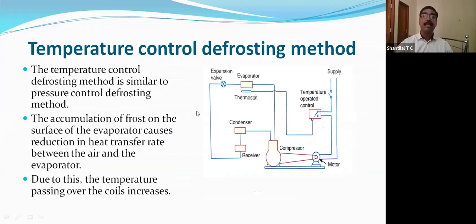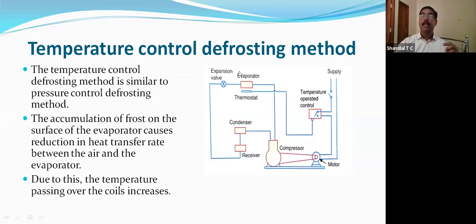Another is the temperature control defrosting method. This is a similar type. Previously, it was switched off by pressure. Now it is switched off by temperature. That means here we have connected a thermostat. Compressor, condenser, receiver, expansion valve, evaporator, then compressor. This is the reference cycle. And here a thermostat, which means a temperature control device, will be there. The thermostat is connected in series to the motor.